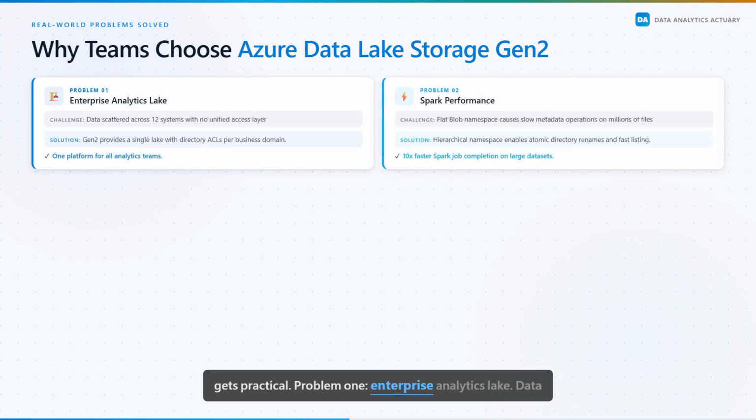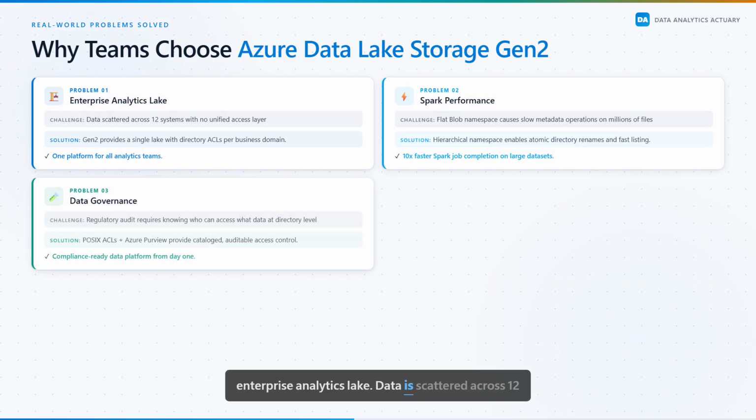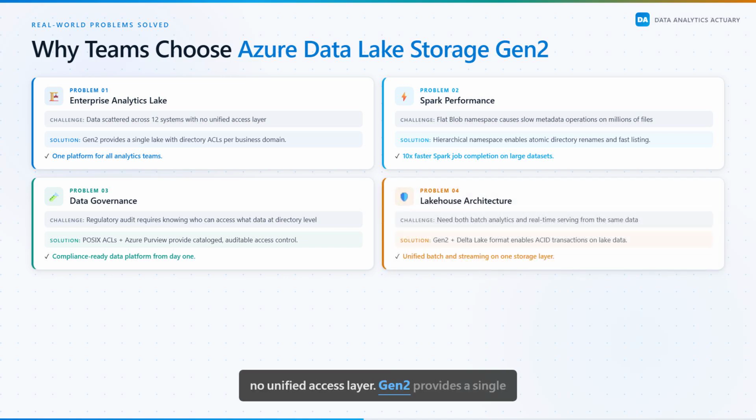Problem 1. Enterprise Analytics Lake. Data is scattered across 12 different systems with no unified access layer. Gen 2 provides a single lake with directory-level ACLs per business domain. One platform for all analytics teams. Problem 2. Spark performance. A flat blob namespace causes slow metadata operations on datasets with millions of files. Hierarchical namespace enables atomic directory renames and fast listing. The result: 10 times faster Spark job completion on large datasets.